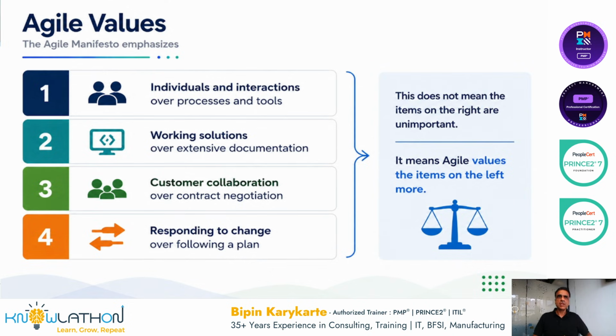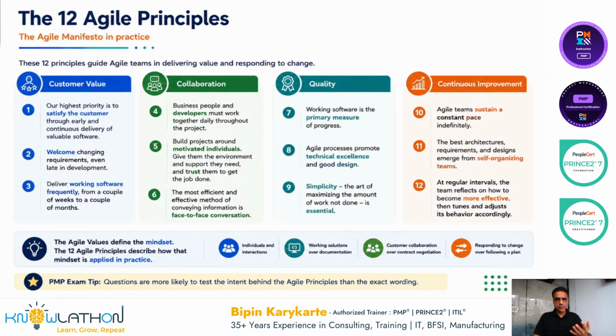Yes, plan has to be there. There has to be a plan. Not that Agile says we should not have a plan. There has to be a plan, but we need to be more sensitive towards responding quickly to changes, rather than just saying that this is not in the plan, I cannot do it, right? The other way around is that this is not in the plan, but let us sit together and find out how we can do it. So that's the difference in the mindset. So these are the four Agile values. And then there are 12 Agile principles. Those Agile principles are divided into four sections: customer value, collaboration, quality, and continuous improvement.